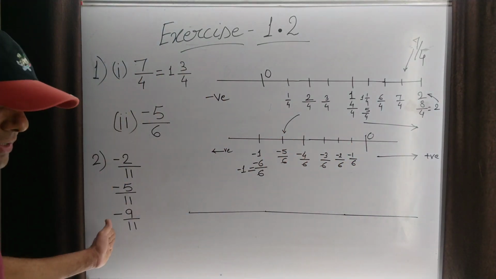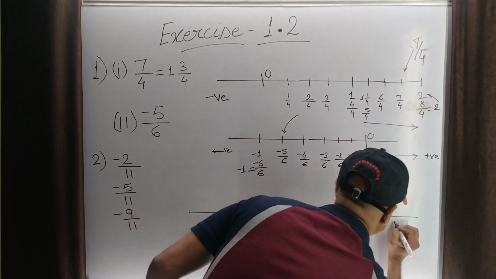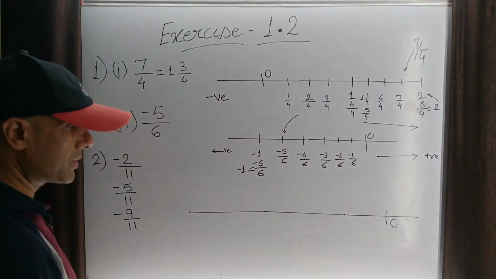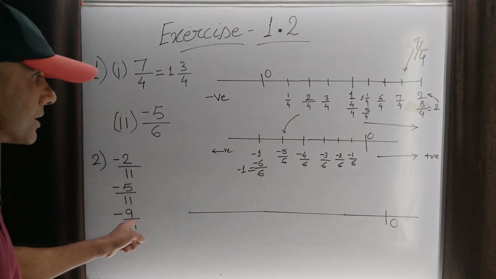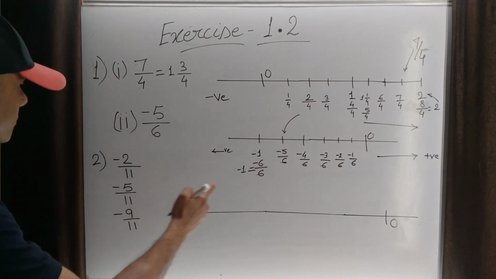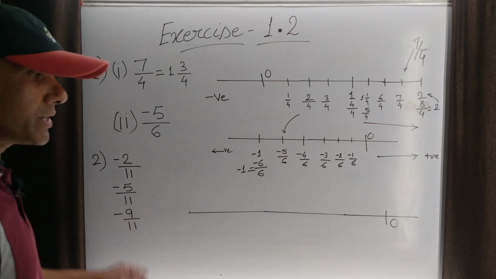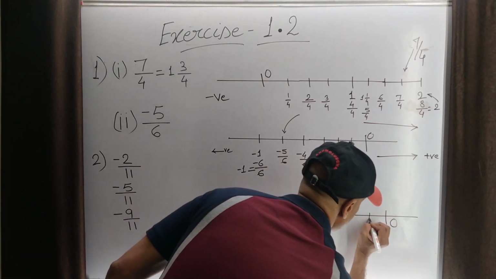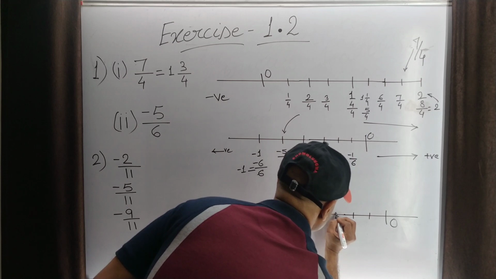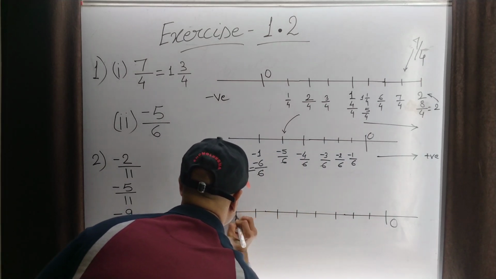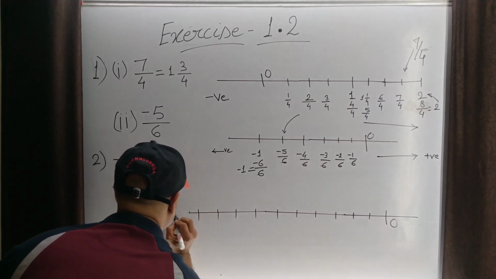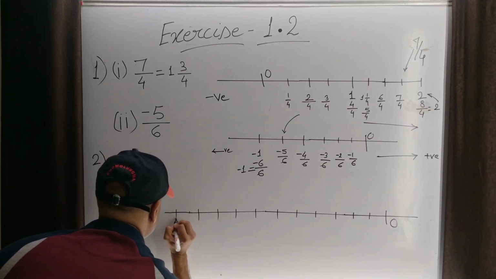These are all negative rational numbers. So our approach will be towards the left hand side. The denominator is 11, so we are going to divide each segment from 0 to 1 into 11 equal parts. Let's go: 1, 2, 3, 4, 5, 6, 7, 8, 9, 10 and 11.